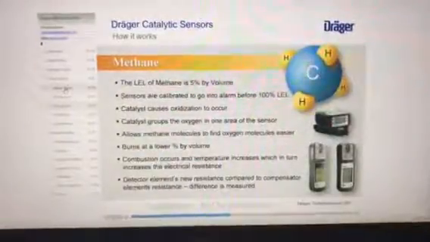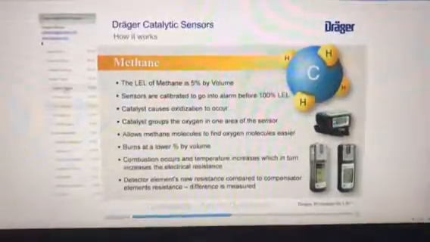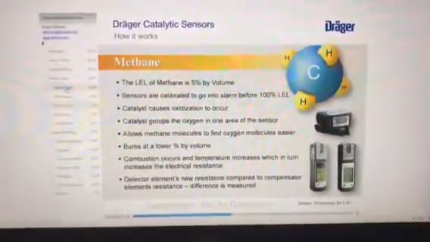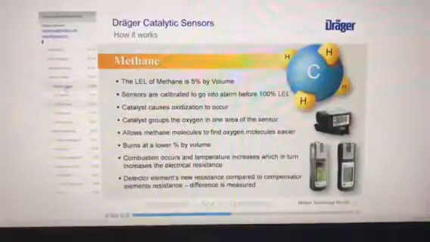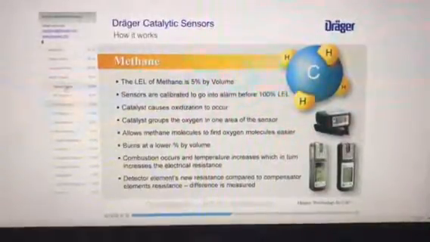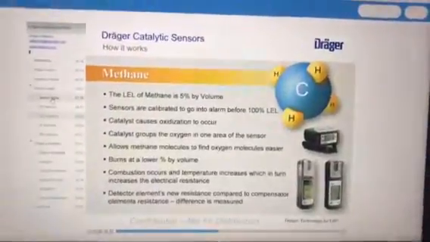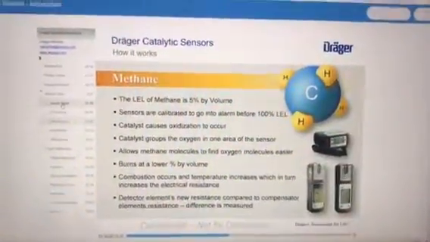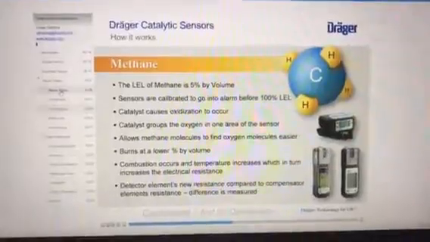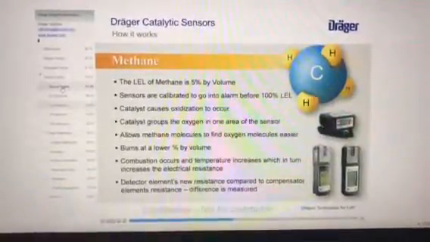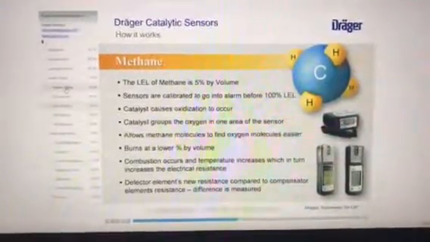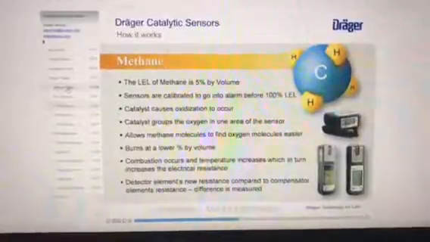To explain how this reaction works, we will use methane as the target gas. Methane has a 5% by volume LEL, which, as explained before, means that it becomes flammable when 5% of the air is made up of methane. In order to meet the OSHA requirements, the sensor is calibrated so that it goes into alarm before it would reach the 100% LEL mark.